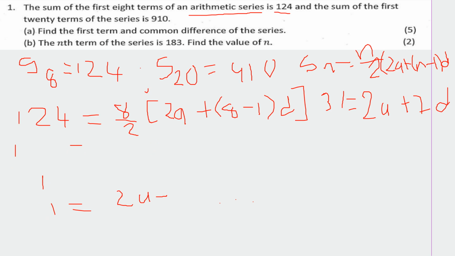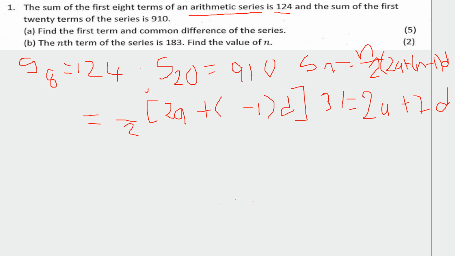Let me erase here. Okay. So now on the Sn, we'll just have to substitute what? The value of Sn, our new Sn, which is 910, and also the position, which is 20. So the value of Sn for the second condition is going to be what?